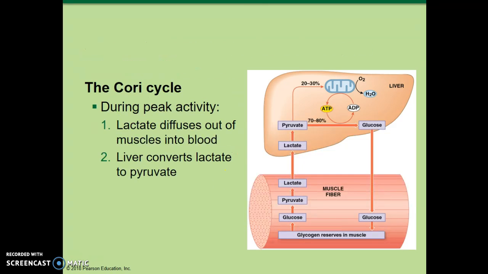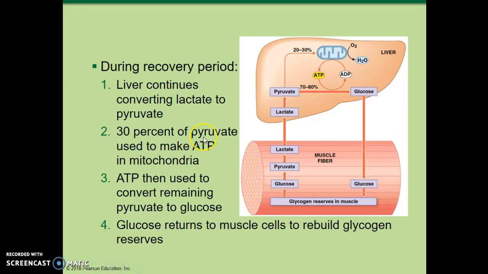So here's that Cori cycle. It takes place in the liver. The lactate diffuses out of the muscles into the blood, and in the liver, it's converted to pyruvate. During recovery, the liver continues to convert the lactate to pyruvate. 30% of the pyruvate is used to make ATP in the mitochondria. The ATP is then used to convert the remaining pyruvate to glucose, and glucose returns to the muscle cells.